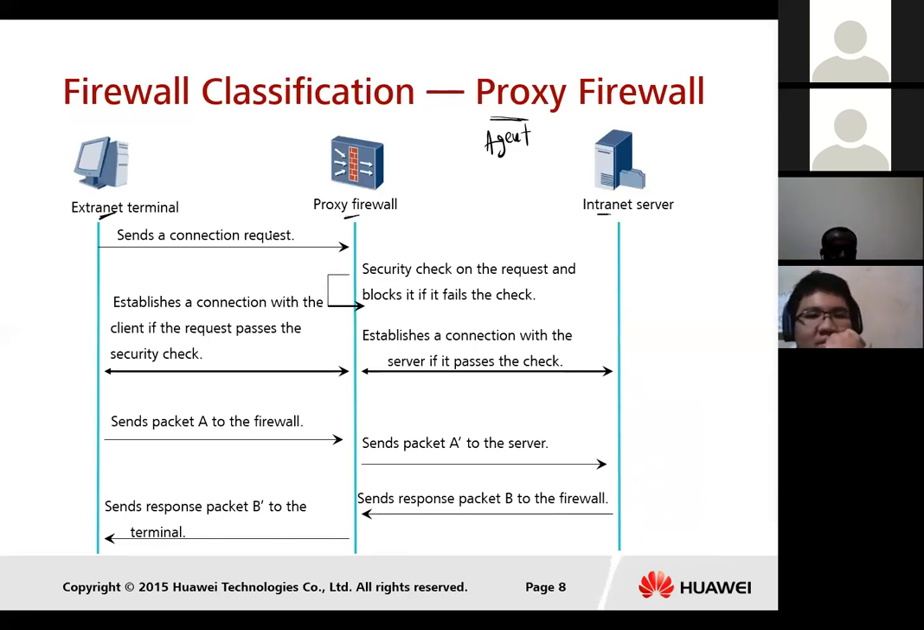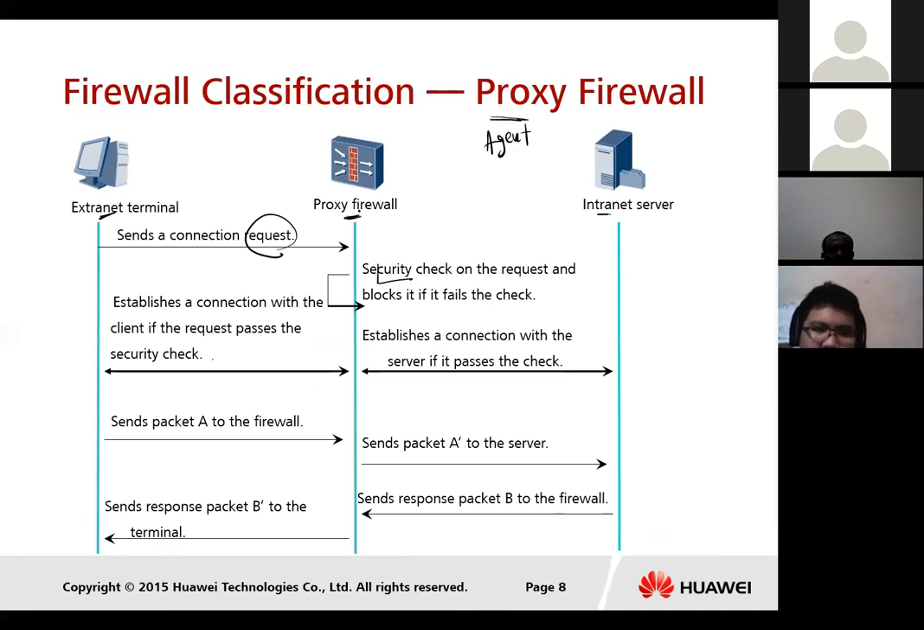First, send a connection request to the firewall. Based on this information, the firewall performs a security check on the request and blocks it if it fails. So it checks the request information received from the external terminal. After it checks, it establishes a connection with the client if the request passed the security check.